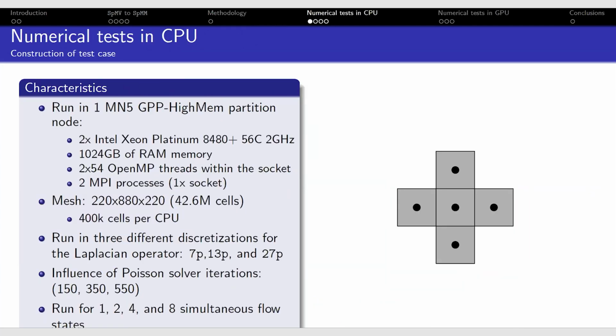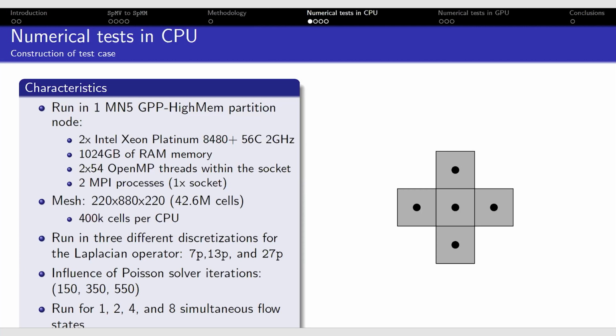We ran it in one high memory node of MareNostrum 5, consisting of these specifications. We ran it in our in-house code TFA, within the framework of HPC squared, with 108 OpenMP threads to simulate the whole thing, in a mesh that consists of 400,000 cells per CPU. As the arithmetic intensity actually depends on the number of non-zeros per row of those sparse matrices, we tested it in 3 different discretizations.